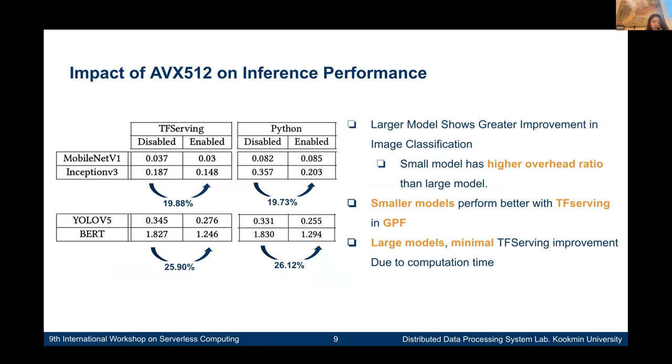Let's delve a bit more into the impact of AVX 512 on the inference performance. For larger models, the performance improvement is greater when using the AVX 512. Models have inherent overhead, especially from computation, and larger models are judged to have a higher overhead. In the case of smaller models, TF serving demonstrates better performance improvement compared to the inference serving using a web server and TensorFlow in GPM. However, there are larger models where most of the time is spent in computation. The performance improvement is not as significant with TF serving compared to using Python and TensorFlow. When deciding which software to use in the serving format, it is crucial to understand and leverage its characteristics effectively.